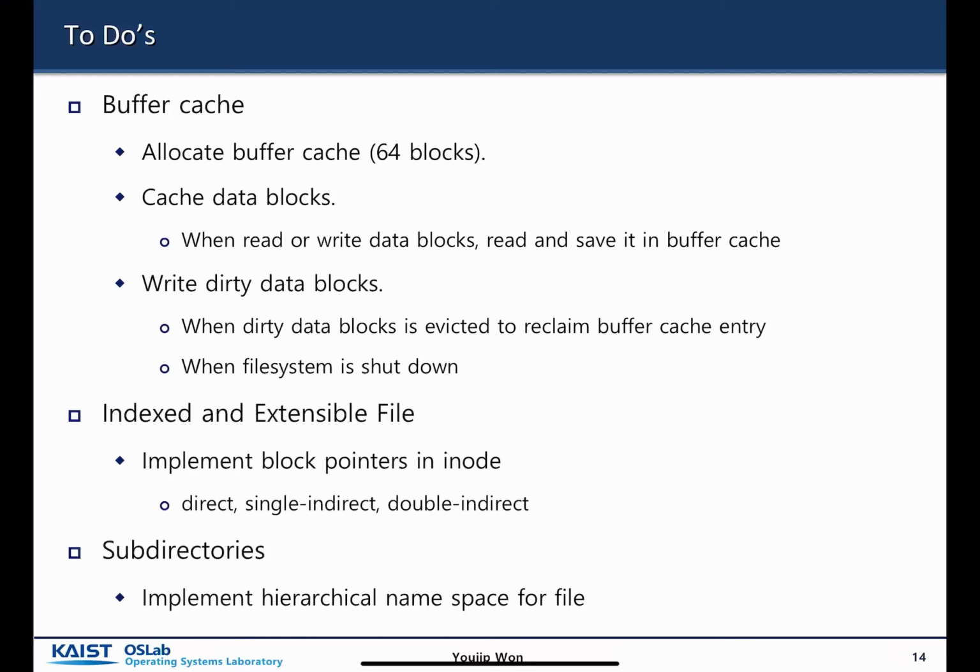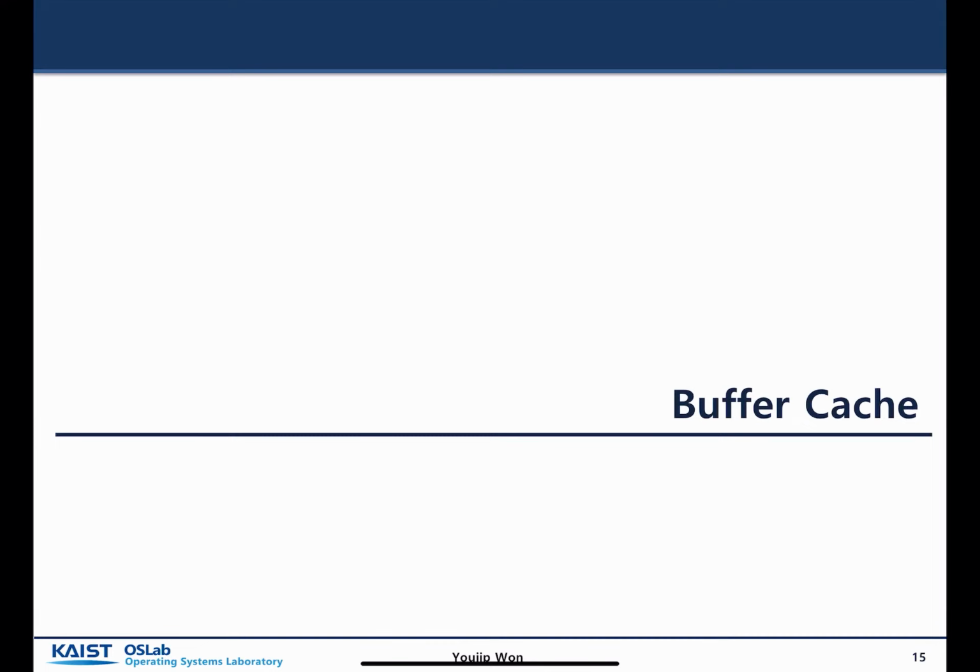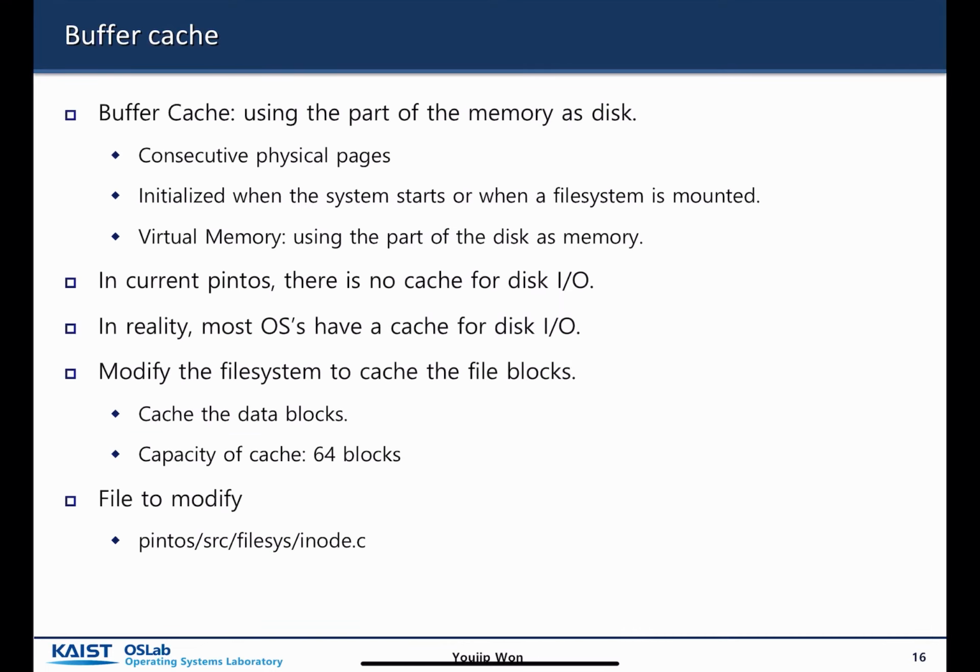In project number 4, we're going to implement 3 things for the file system. First one is buffer cache, and then second one is make the files indexed and extensible, and implement the concept of subdirectories. The first one I'm going to explain is buffer cache.